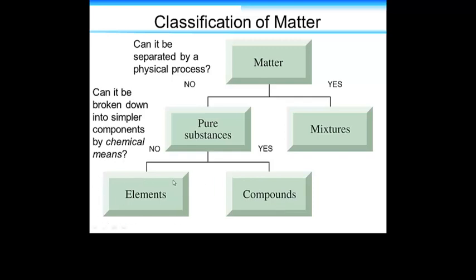Once you have something that can be no longer subdivided, you have essentially an element. We refer to element as the fundamental form of matter. The elements themselves are all made up of atoms with different properties, but we'll get to that later on.